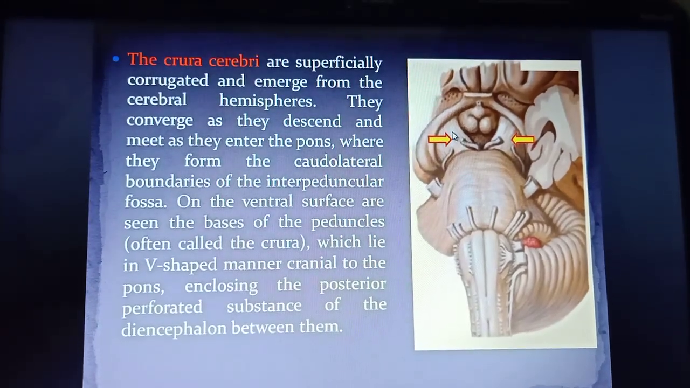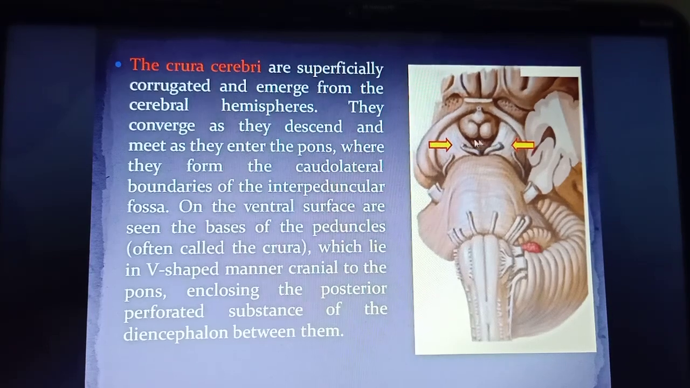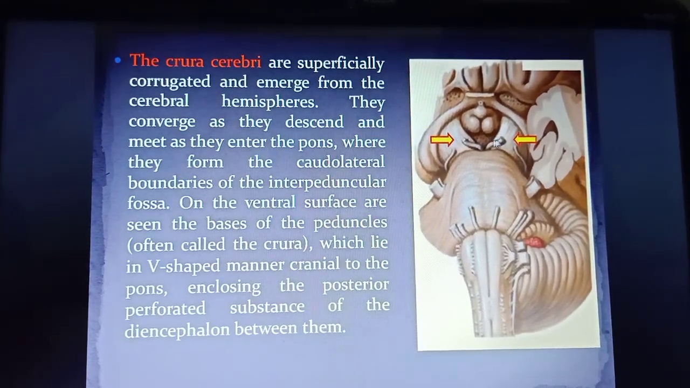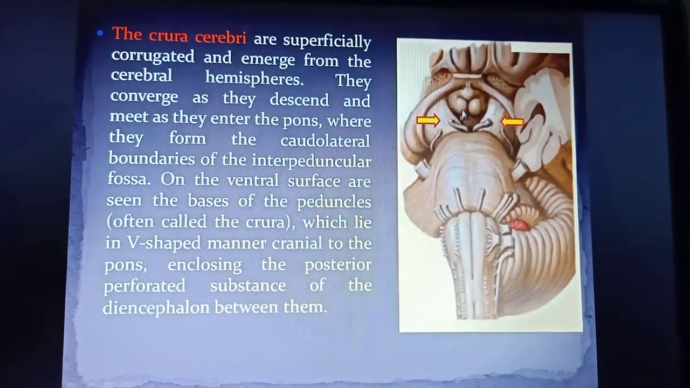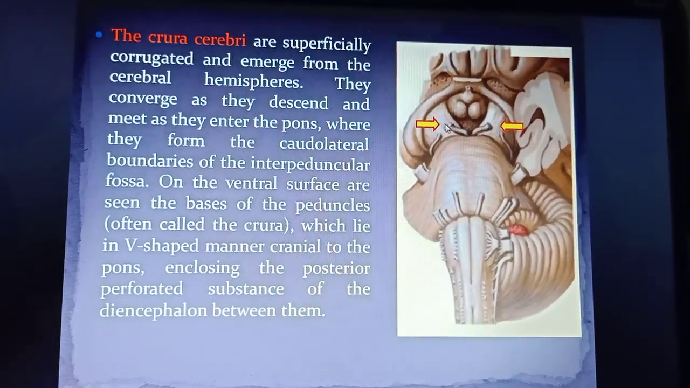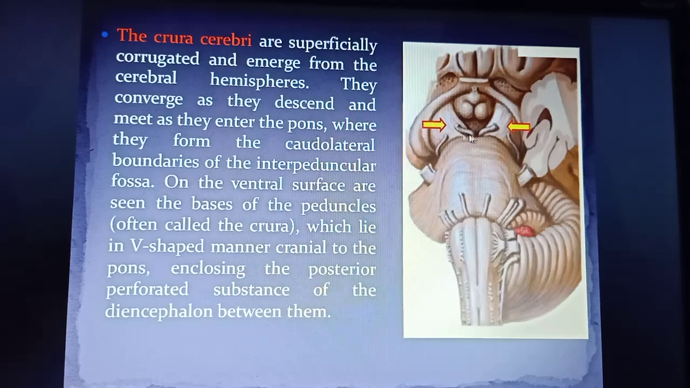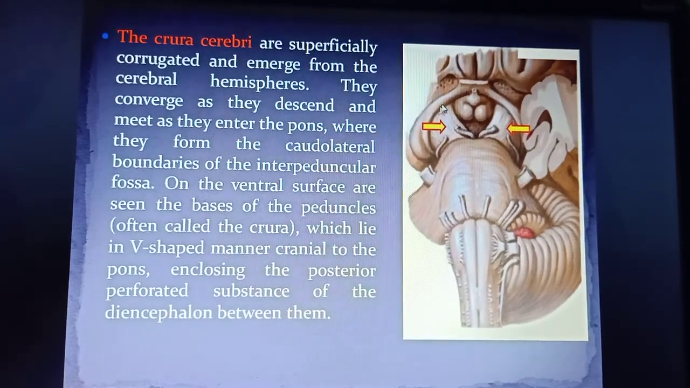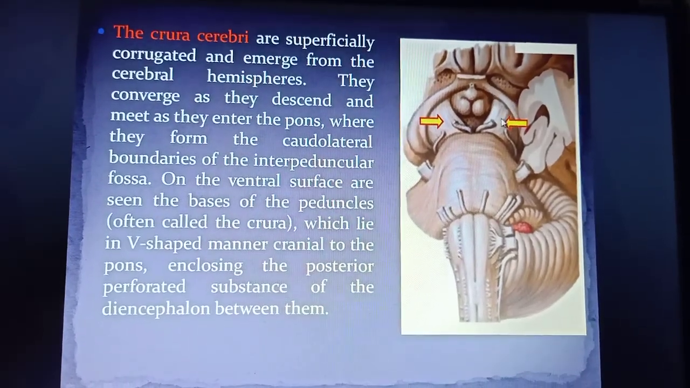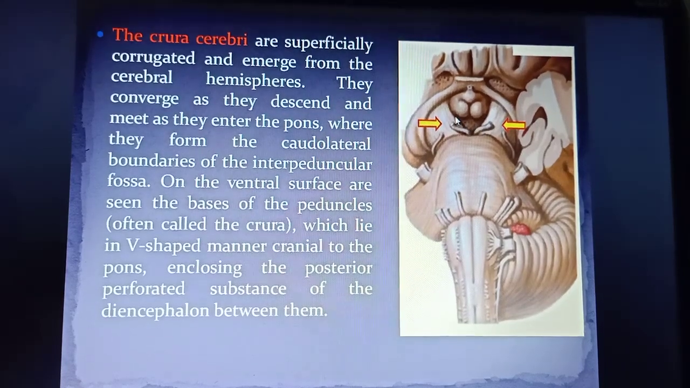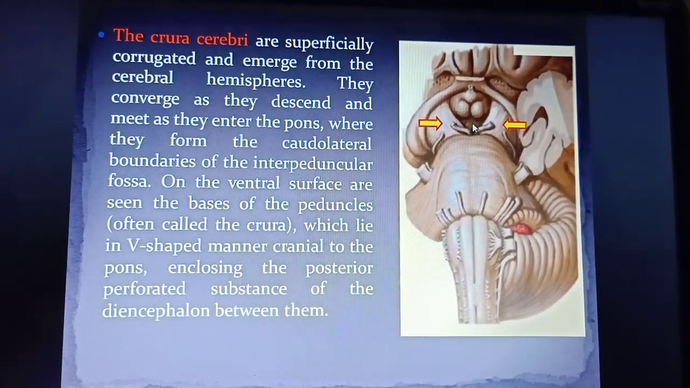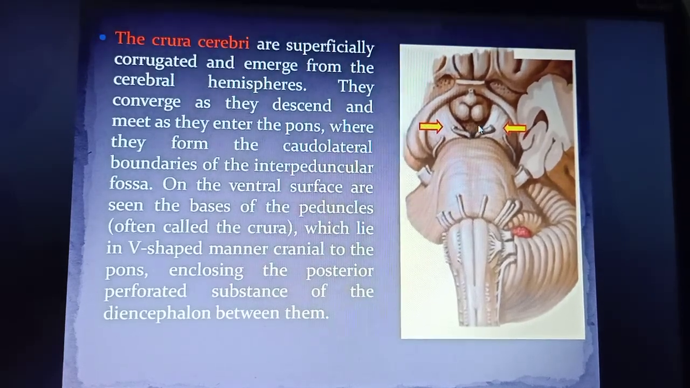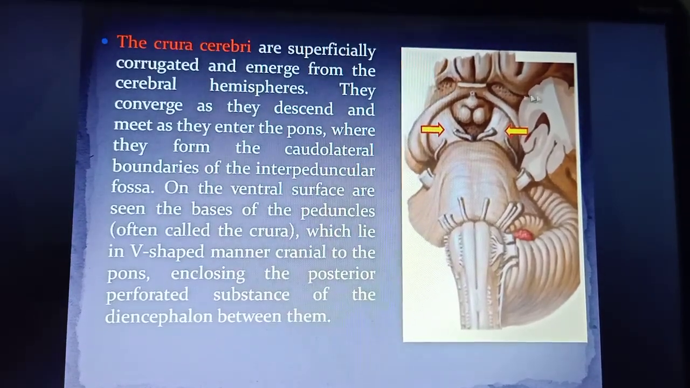In this diagram, this is crus cerebri or crura cerebri. It encloses the interpeduncular fossa. This part is known as interpeduncular fossa. This crus cerebri forms the caudolateral boundary. This is the optic tract, which forms the rostrolateral boundary. Here is the V-shaped area. In this area there is the posterior perforated substance, which is a part of diencephalon. Here is the anterior perforated substance.